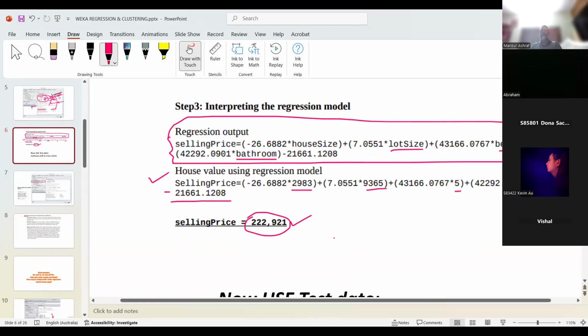Remember, I really need your attention right now because this discussion is really, really vital. Of course, you can read in the video the house size and lot size. House size is the first parameter, lot size is the second parameter, bedroom is the third parameter, and bathroom is the fourth parameter. Now, the question is, which parameter is the most powerful to make a decision, right?